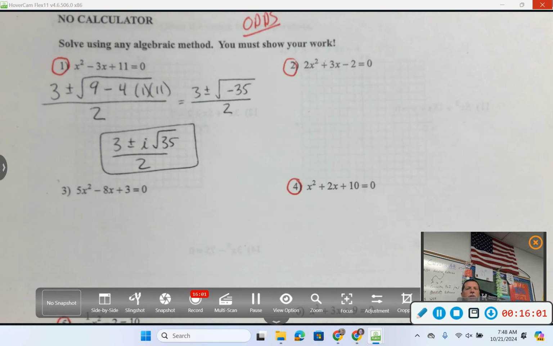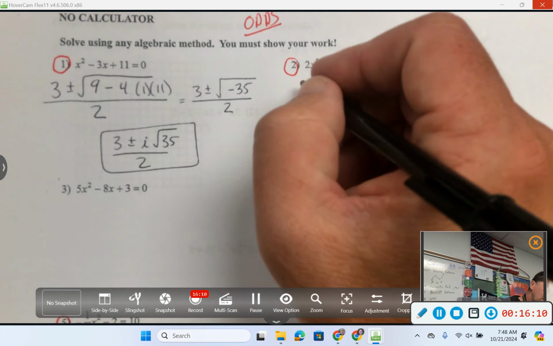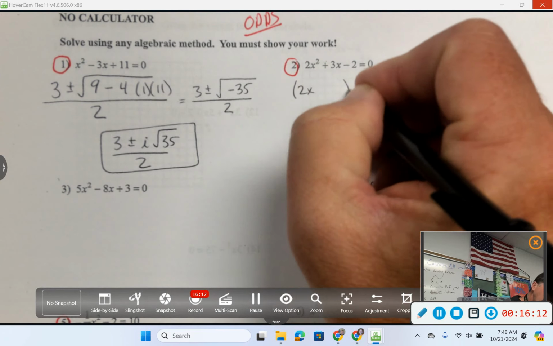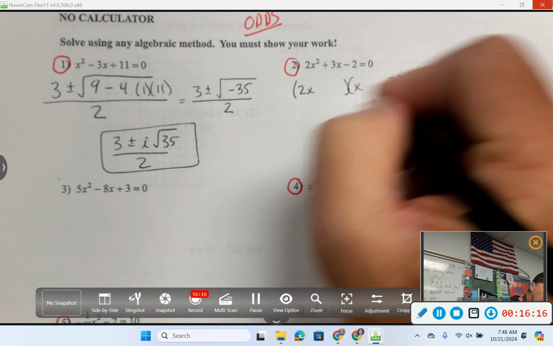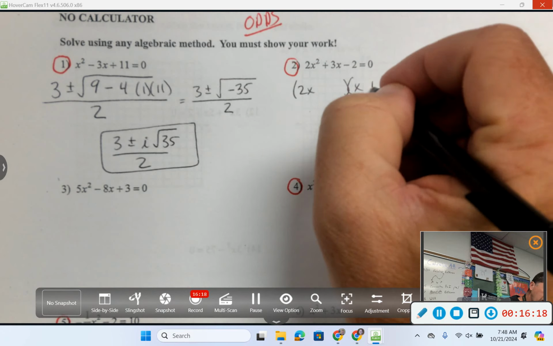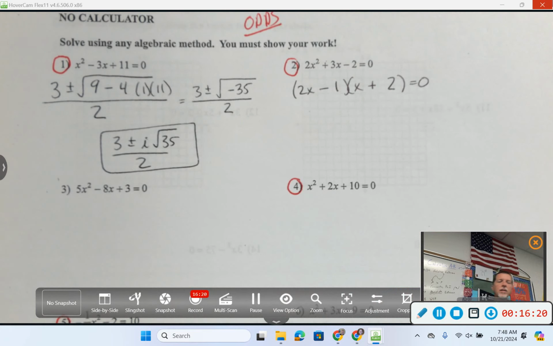How about number 2? You want to use the quadratic formula? I think it factors though. Oh yeah. 2 and 1. 2 times 2 gives me 4. I want that to be positive and the minus 1.